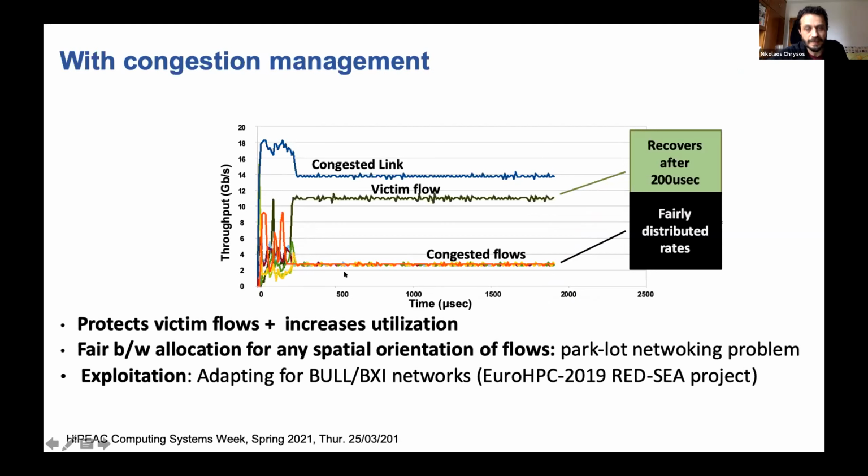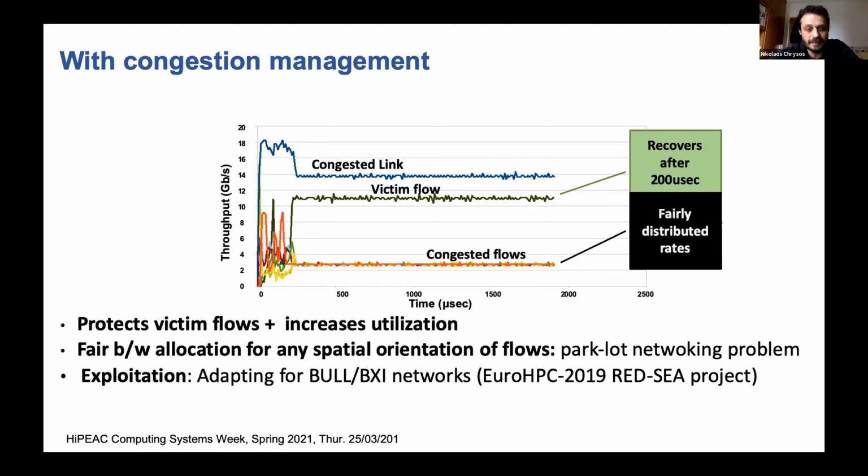Again, we have the time. Here is the victim flow, which now, as you see, can breathe quite well. From 2 gigabits, it now gets 11 gigabits per second. Actually, I'm not paying much attention to the numbers. I'm giving you the trend, which is what we wanted. And all the congested flows get a fair share of the bandwidth. So this is quite good, as I said. That doesn't depend on the traffic pattern orientation, what the bandwidth of the flow should be.